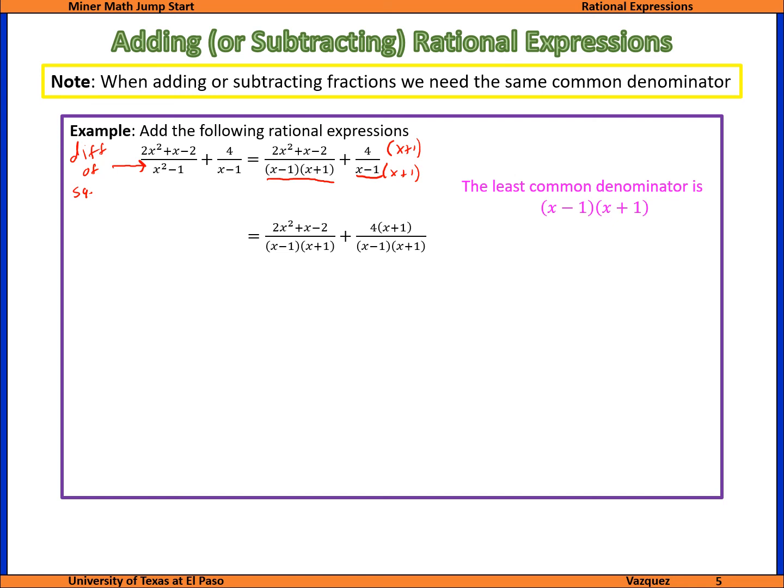Now that we have the same common denominator, we can add the fractions. Right, so the denominator stays the same as x minus 1, x plus 1, but now the top gets bunched up together. And here we can simplify. x plus 4x just becomes 5x, and then negative 2 plus 4 just becomes positive 2. So we'll simplify that to look like this.